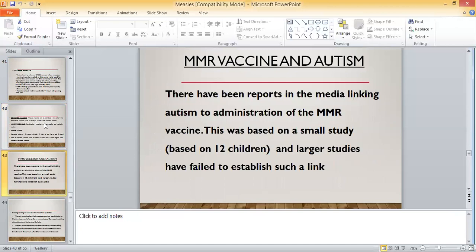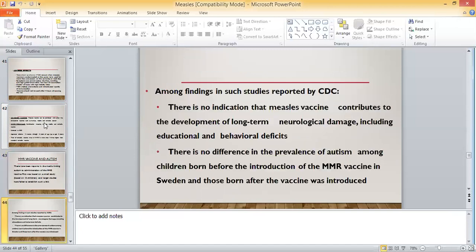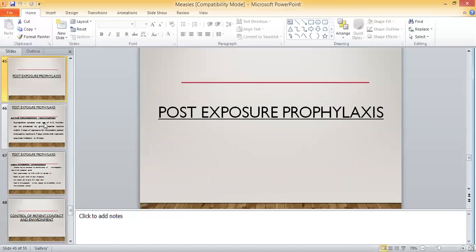There was a study on a small scale that MMR causes autism, but on a large scale, when this study was conducted, there was no association between autism and MMR vaccines. This was all about the pre-exposure prophylaxis.